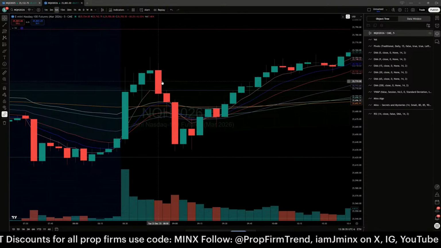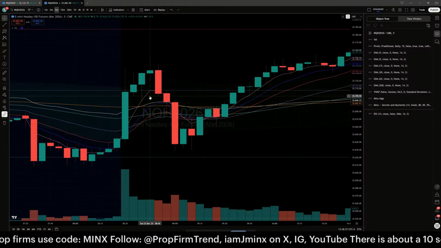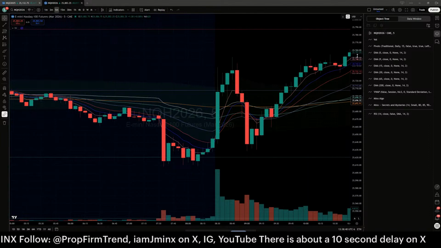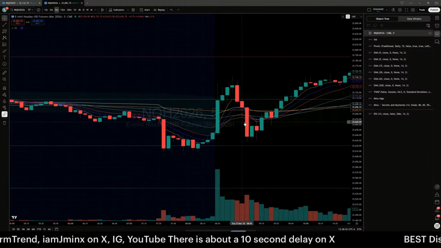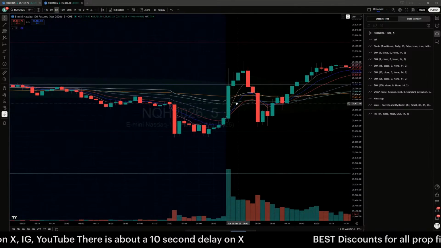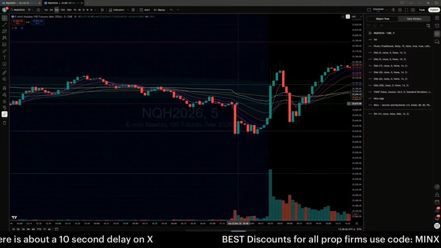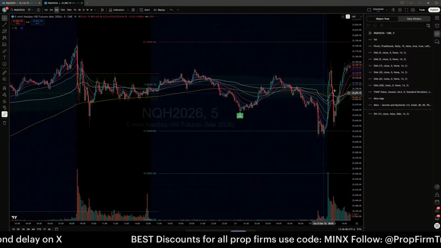This move here is parabolic. This move here is parabolic. Those were moves that went up and down, but I think we had data or something come through.